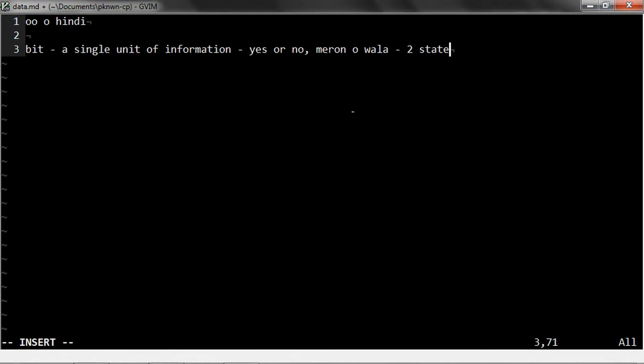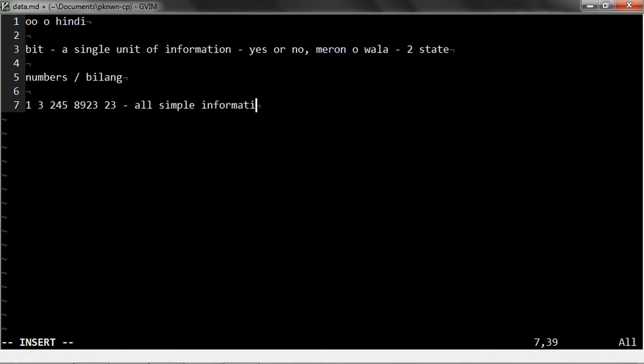So, aside from yung oo hindi, which we're going to set aside for a moment, ano yung pinakasimpleng information na pwede mong ipasa sa ibang tao? The second simplest is numbers. Kunwari, nagtanong sa'yo, ilan kayo sa grupo nyo? Sabihin nyo lima. That's simple information. One, two, three, whatever. All of these are simple information.